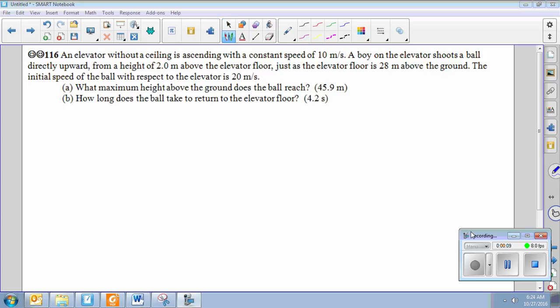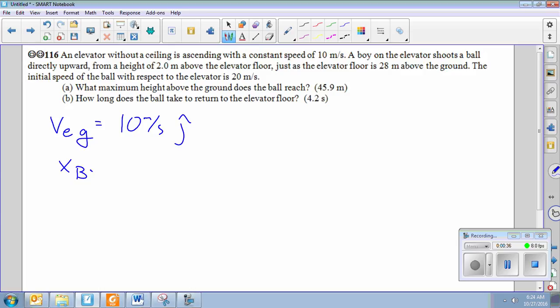So we've got an elevator without a ceiling, and it's ascending, moving up at a constant speed of 10 meters per second. So the velocity of the elevator with respect to the ground is 10 meters per second in a positive j direction. A boy on the elevator shoots a ball directly upward from a height of 2 meters above the elevator floor. So the position of the ball with respect to the elevator initially is 2.0 meters in a positive j direction.